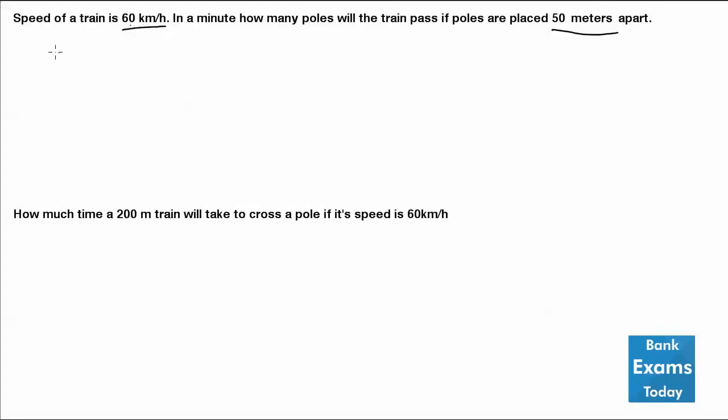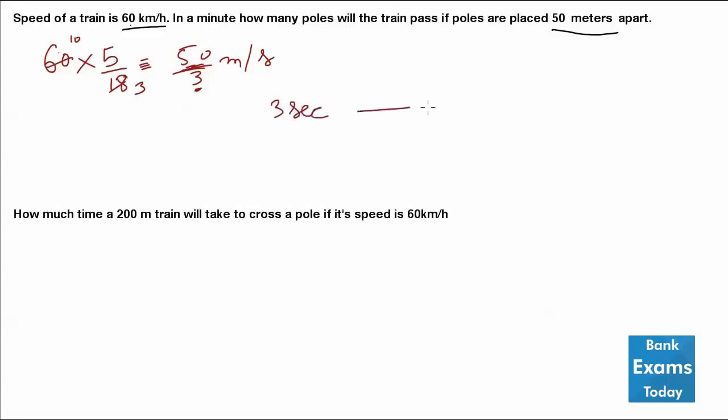So it is 60 multiplied by 5 over 18. If we want to convert speed from kilometer per hour to meter per second, we need to multiply it with 5 over 18. So it becomes 50 over 3 meters per second. So that means in 3 seconds the train covers one pole. So in 3 seconds one pole is covered.